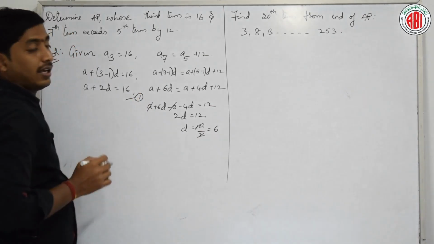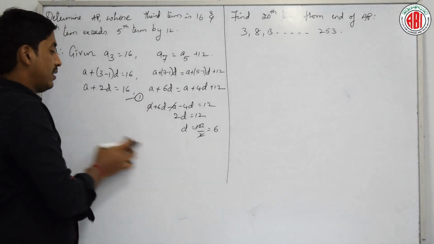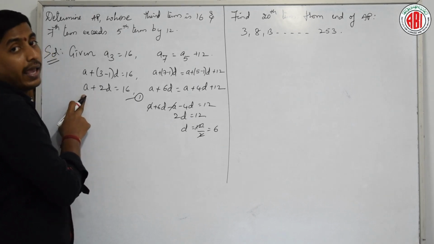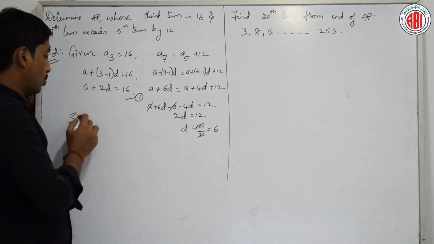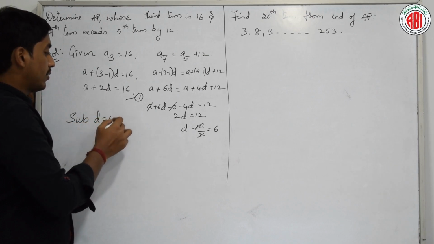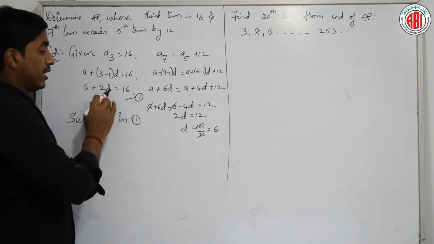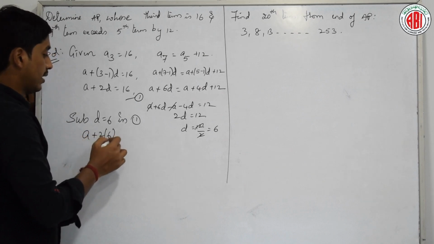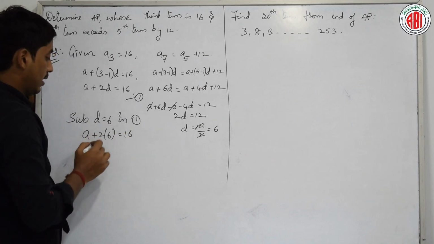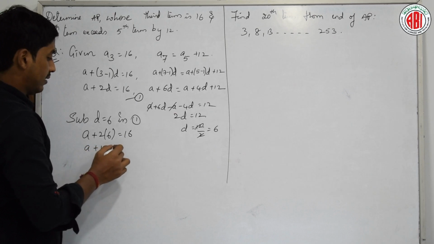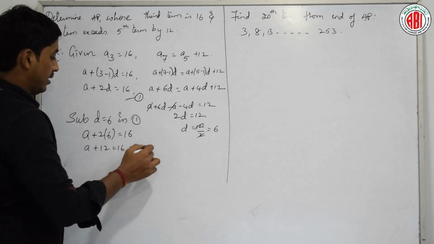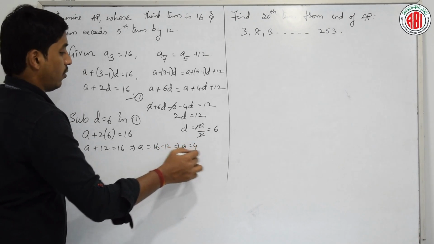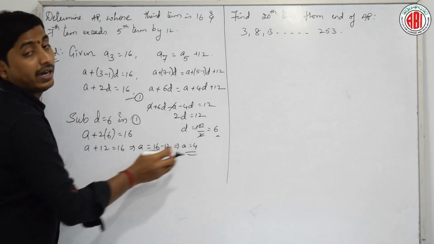Let us say this as equation 1. Bring this d and substitute in this. Why? In order to get the value of a. Substitute d equal to 6 in the first expression, that is a plus 2 into 6 is equal to 16, that is a plus 12 is 16, from which a is equal to 16 minus 12, that is a is equal to 4. We got the value of d and a.